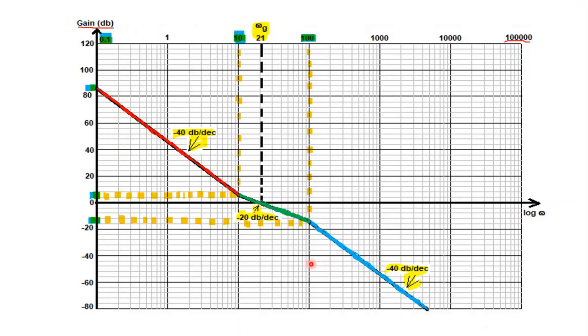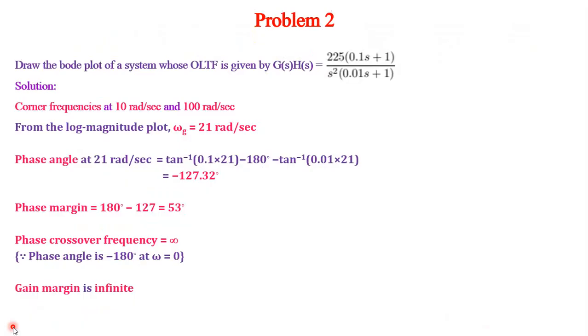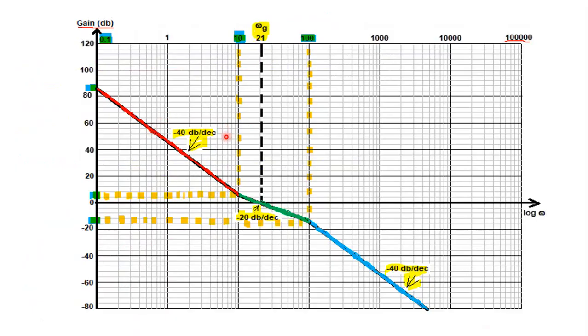Anyway, in this problem I have not done the actual plot. I have made the problem very simple. Actually, the question is draw the Bode plot, also determine gain margin and phase margin. Now, I have drawn the Bode plot, the asymptotic plot. I could find that it is cutting the log omega axis, or gain equal to 1, that is the 0 dB line, at a frequency slightly more than 20. So it is 21 radian per second I have approximated. So this is the gain crossover frequency.